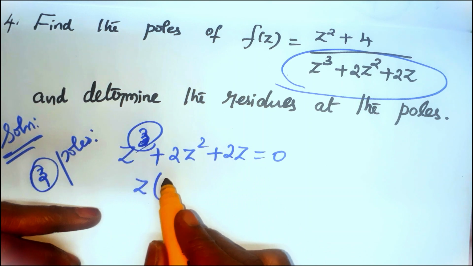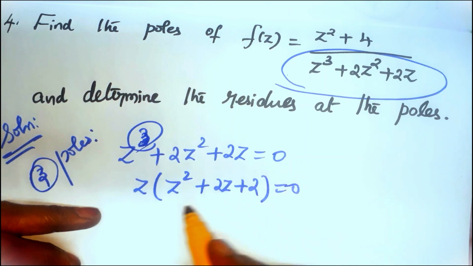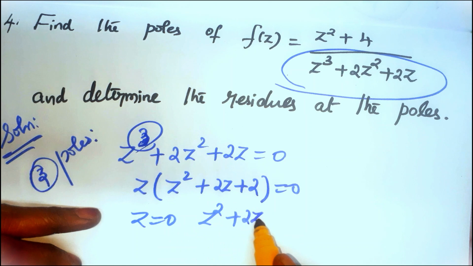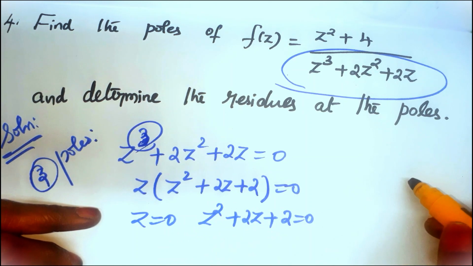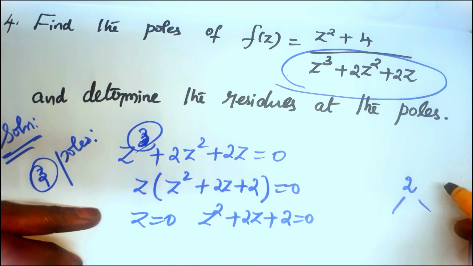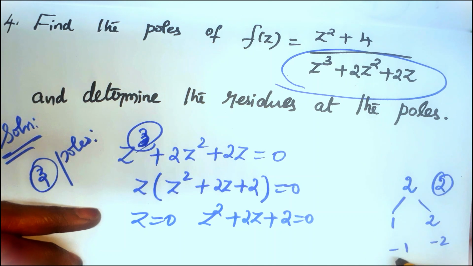So z can be taken out. z squared plus 2z plus 2 equal to 0. So one pole is confirmed, z equal to 0. The other 2 poles only we have to factorize and find. Are we able to factorize this? Because the product of the roots is 2 into 1, that is 2, and the sum of the roots is also 2. Product of the 2 means either we can take 1, 2 or minus 1, minus 2. These are the two options, but when we add we are not able to get 2.